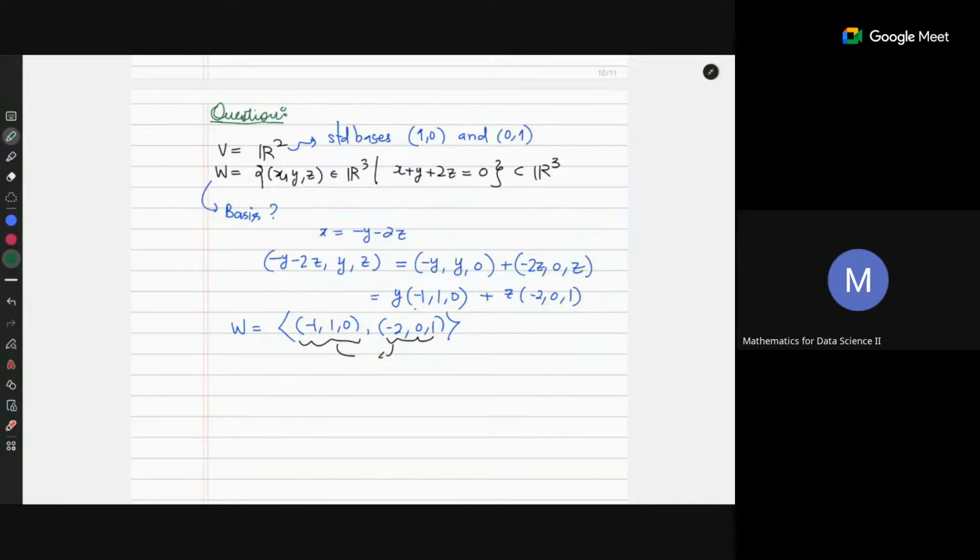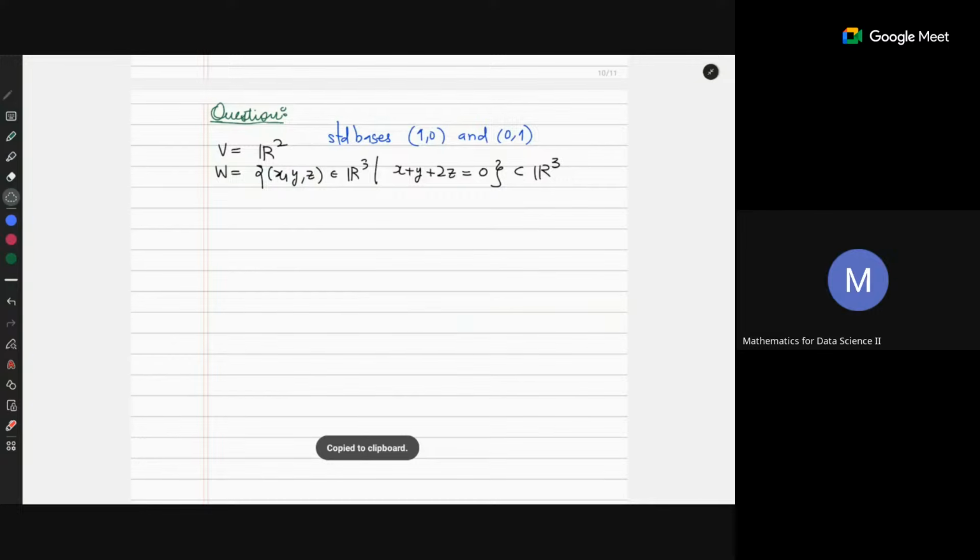Right. So now let's work with this example. Suppose we have a standard basis for R2, and we need to find out the basis for W. First of all, I want you to be comfortable with the fact that this W is a subspace of R3.